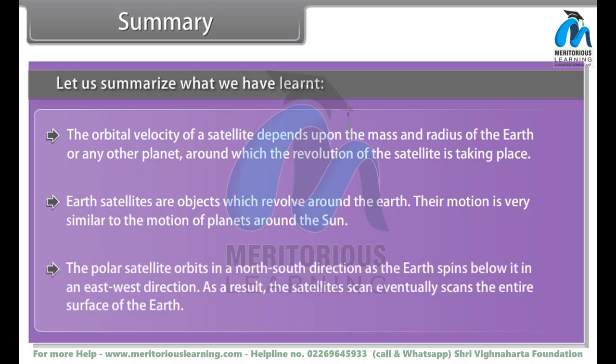The polar satellite orbits in a north-south direction, as the Earth spins below it in an east-west direction. As a result, the satellite eventually scans the entire surface of the Earth.